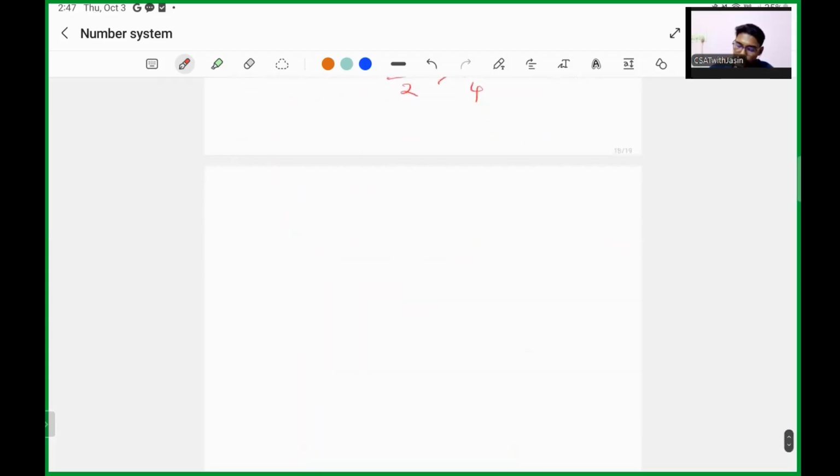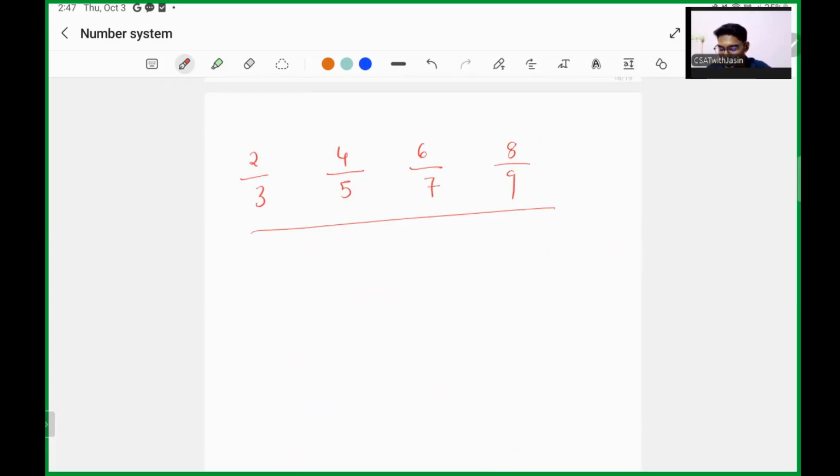Now I will give you a question. You have 2 by 3, you have 4 by 5, you have 6 by 7, you have 8 by 9. So which will be the highest? Which will be the highest fraction? Yeah, one said 8 by 9. Yeah, 8 by 9 will be the highest fraction.